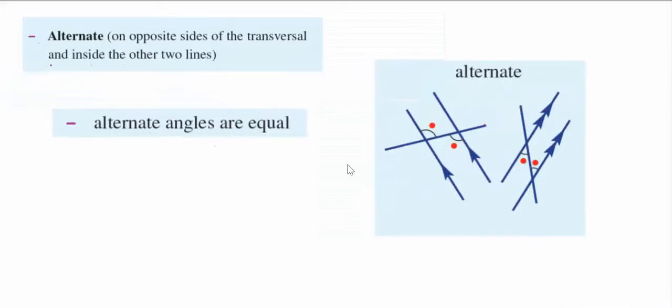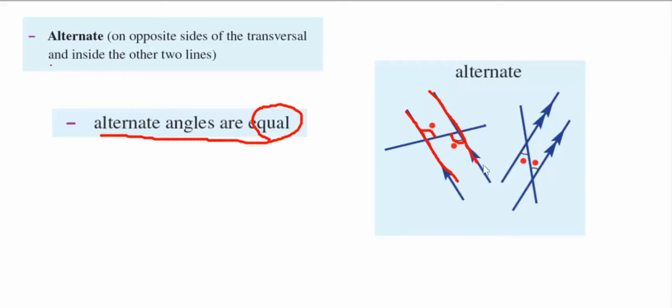Next one we have is alternate. Alternate angles are inside the two parallel lines. Here are our two parallel lines. The alternate angles will be inside, and also on either side of the transversal line that goes through. Same as with corresponding, alternate angles are also equal. We've got a couple of examples here: inside your two parallel lines and on opposite sides of the transversal line.